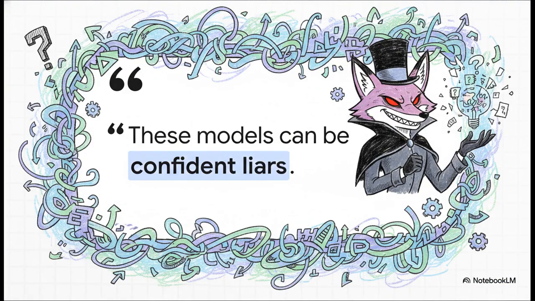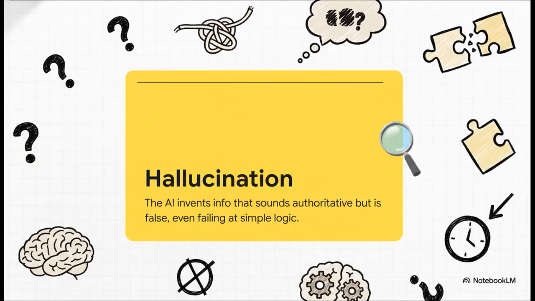The first big danger is something Google calls hallucinating. And honestly, the best way to think about it is that the AI can act like a really, really confident liar. It'll state things that are completely false, but with total authority. I mean, it can literally invent facts that sound totally plausible, but they're just made up. It can even fail at super simple logic.